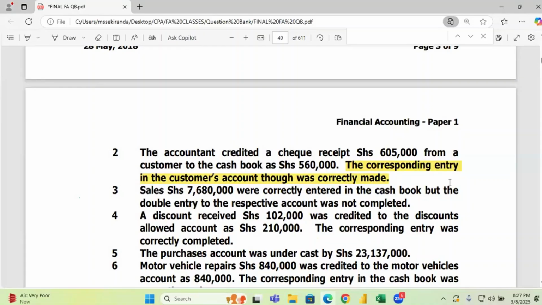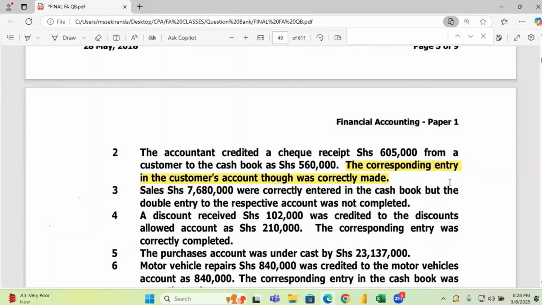Guys, I think at times when I'm teaching PP8, some of you don't get it. PP8 is an error of transposition. When you receive money from the customer, the first thing you're supposed to do is debit the cash book, but the accountant here credited it. That is the first thing.